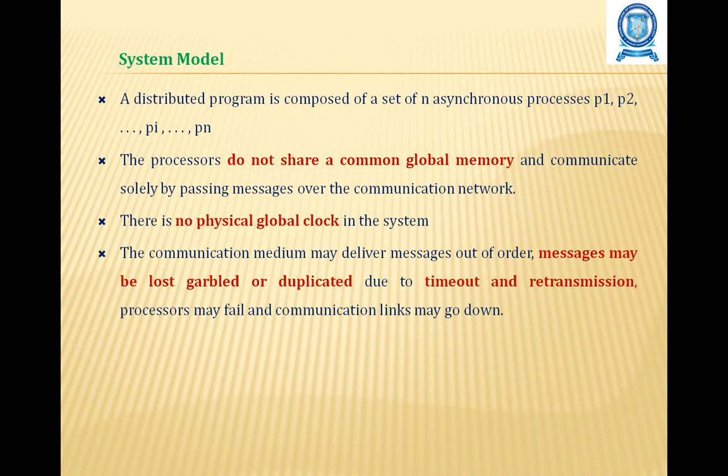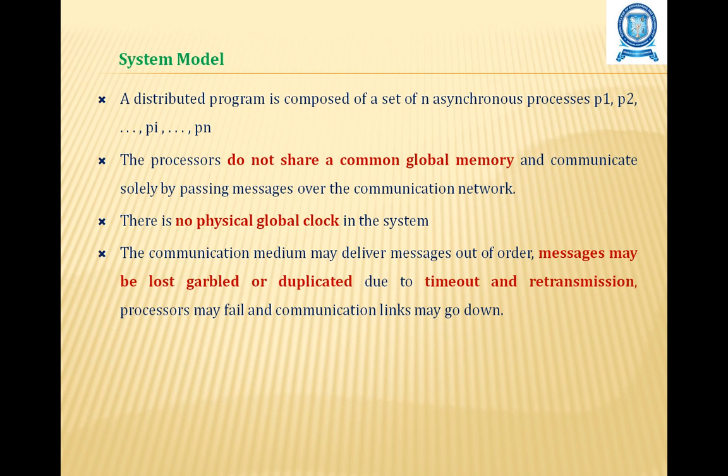Next we see about the system model. A distributed program is composed of a set of n asynchronous processes, which are indicated as P1, P2 up to Pn, that communicate by passing messages over the communication network. Without loss of generality, we assume that each process is running on a different processor. The processors do not share a common global memory and communicate solely by passing messages over the communication network.